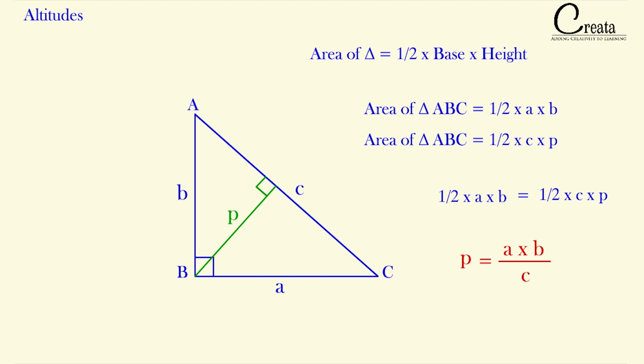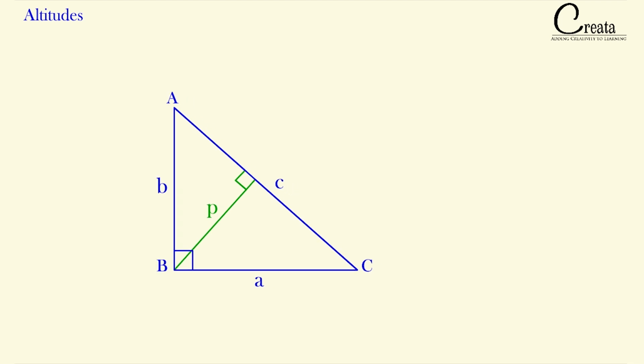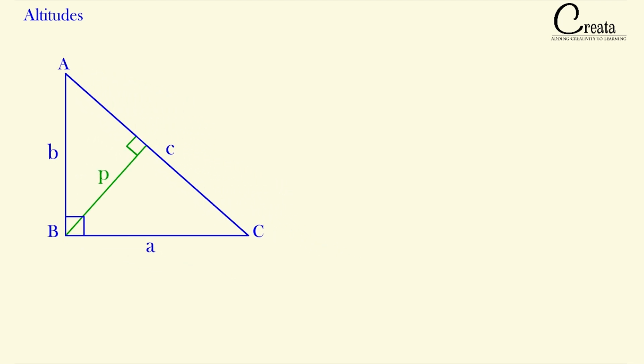So we have seen that with the help of Pythagoras also we can calculate the altitude, and with the help of area of the triangles also we can calculate the length of the altitude. That is by considering the different bases, then considering the different heights as per the bases. Got it? Moving further, in the same figure, let's assume the altitude P is dividing the hypotenuse into the ratio of x is to y, or we can say the altitude P is dividing the hypotenuse into x and y.